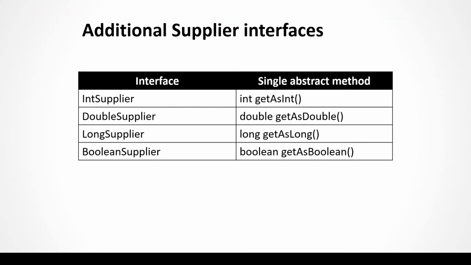Again, just like consumer, there are additional supplier interfaces within the Java library, and those are listed here. IntSupplier, which basically returns the int primitive. DoubleSupplier, which returns a double primitive. The method name is getAsDouble. LongSupplier, which returns a long primitive. The method name is getAsLong. And BooleanSupplier, which returns a Boolean value, and the method name is getAsBoolean.